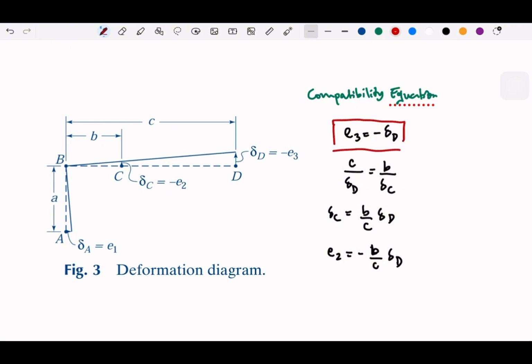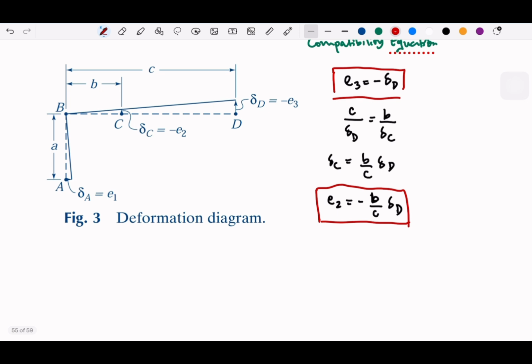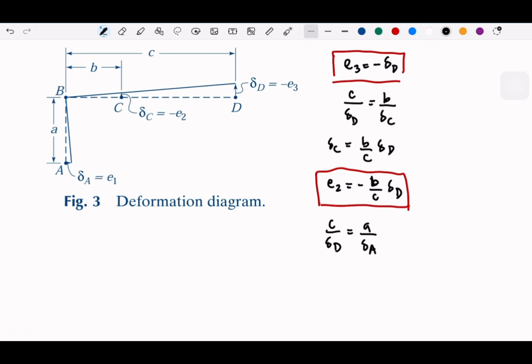So this is the first one, this is the second one, and we also get the triangle from here, which we can use to connect this ratio here, right? Because this is supposed to be a triangle, it has the same ratio as well. So we can write C over delta D is equal to A over delta A, and the delta A is E1, or negative E1, or positive because it's extended. So let me write E1 is A over C delta D. Okay, so we can use all these three.